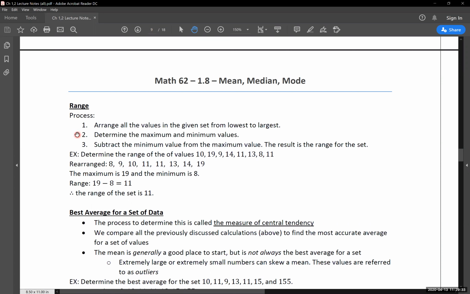Determine the maximum and minimum values. I think that's really easy to do if you have your numbers arranged from largest to smallest or smallest to largest. Just a thought. So once we've identified the maximum value and the minimum value, subtract the minimum value from the maximum value, and that result is the range for that set of data.